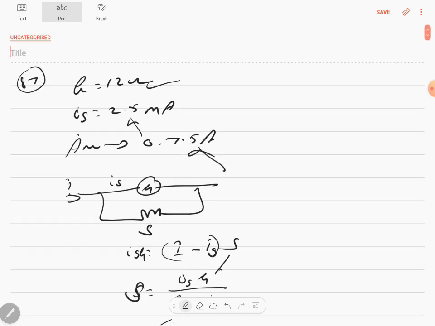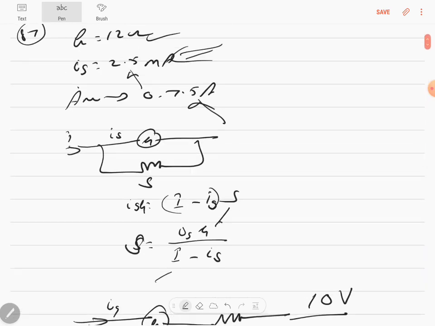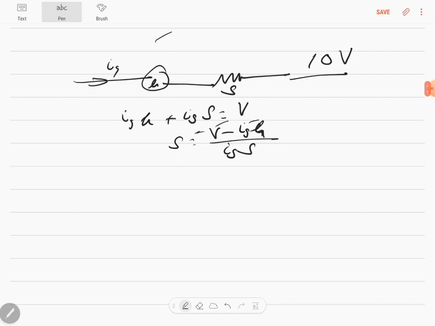Ig is already in milliamps. They've already specified this, Ig is 2.5 milliamps. The galvanometer's resistance also has been given as 12 ohms. And then Ig, and what is this?